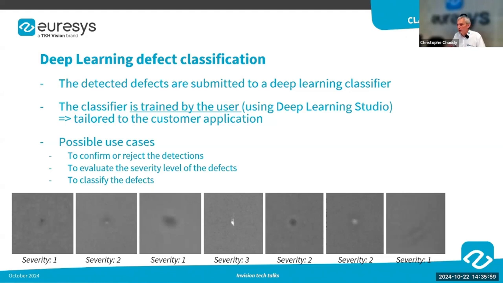Because deep learning is especially good at dealing with complex shapes, and by training by example, you will be able to train such a classifier. You can also train a classifier to estimate a severity level, or simply to classify defects in different classes and to be able to do some statistics on, or decisions on, these classes.